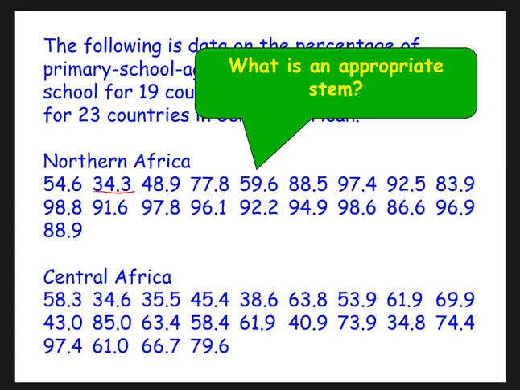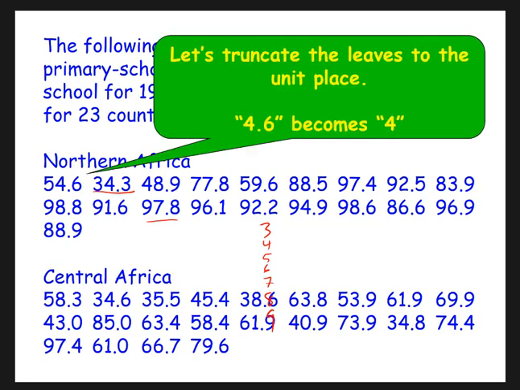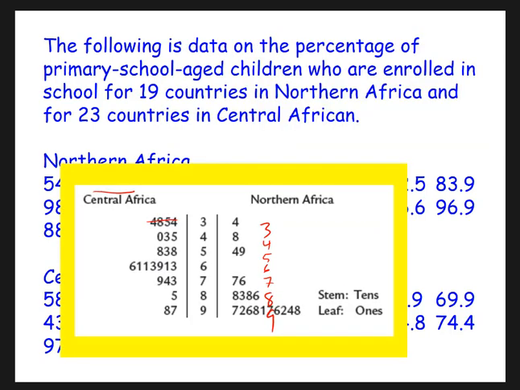So the appropriate stem here, let's see, I see 34. Is there anything lower than 34? Does not appear to be. So I have to make sure I go from at least a 3. Highest number, I see numbers in the 90s. I don't think anything over 90. So I have to go to 9. So 3, 4, 5, 6, 7, 8, 9 would be my stems. So there we can see we've gone 3 through 9.